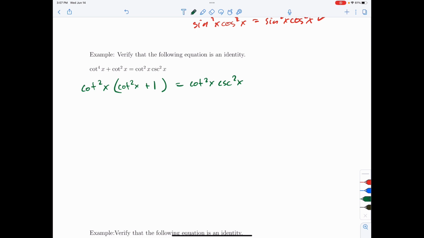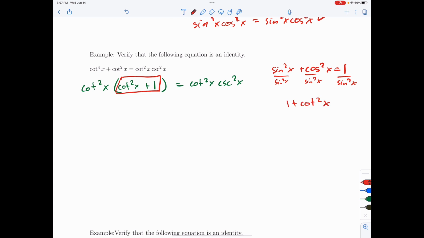All right, and then this in here looks like one of the Pythagorean identities, and I'll just verify that. If I divide each term this time by sine squared, that will give me a cotangent squared. So I'm left with 1 plus cotangent squared of x is equal to cosecant squared of x. So this can get replaced with what's in the parentheses. We have cotangent squared of x times cosecant squared of x, which is what we're looking for. And that does it for us.